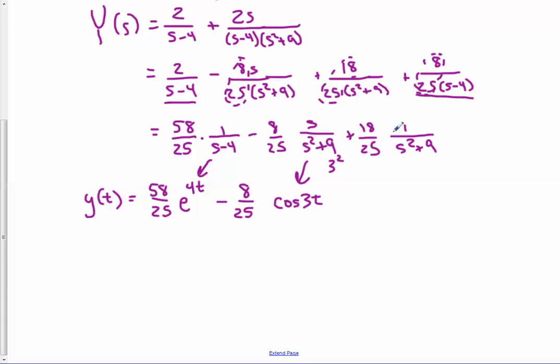So what we could do is kind of steal a 3 from the number. We can reduce this down to a 6 and pull a factor of 3 over. So now this guy is matching the Laplace transform for sine of 3t. So 6/25 sine of 3t. And we're done. And that's it.